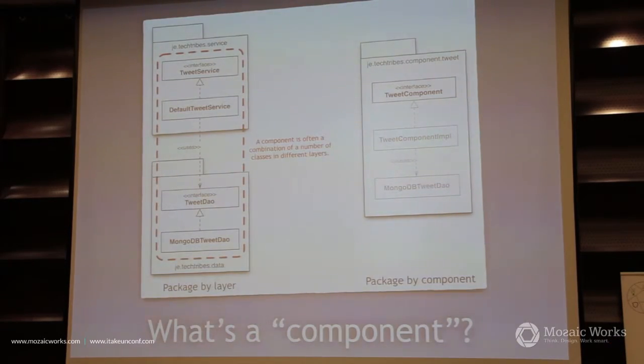So, going back to my TechTribes codebase, I've gone from the thing on the left to the thing on the right. If I look back a few years, how would I have done unit testing here? Well, if I wanted to unit test this default tweet service, I supply a mock version of my tweet data access object. That runs in memory, there are various ways to make that happen, and it's very, very quick to run. How do I do mocking here? How do I test this thing in isolation?